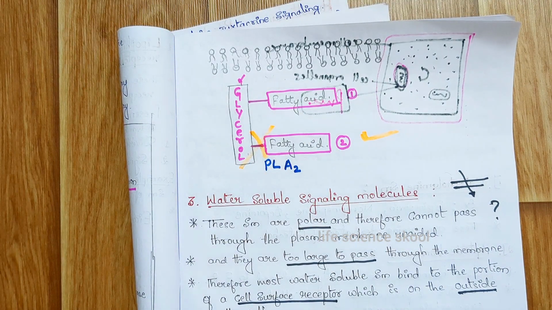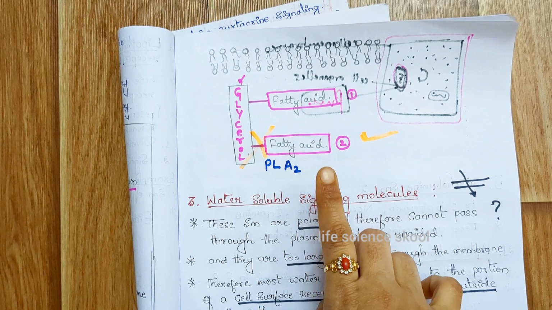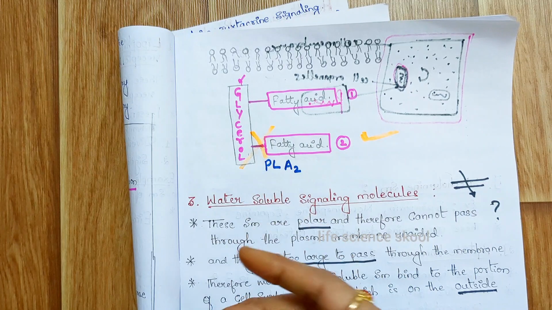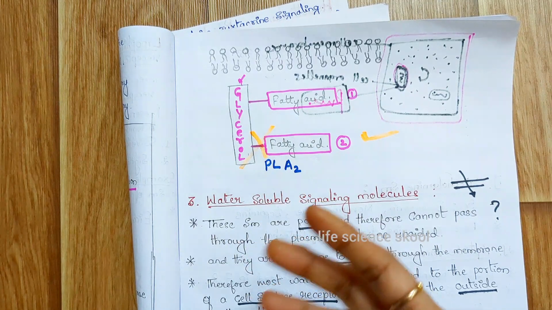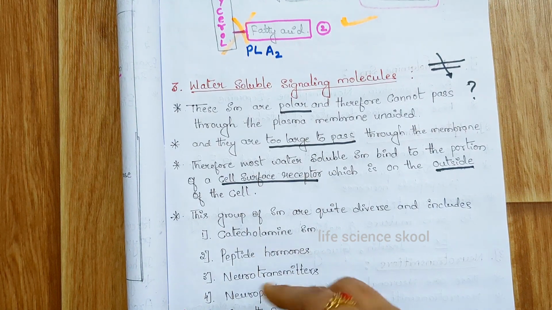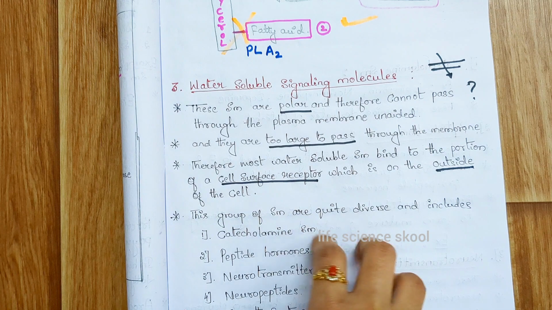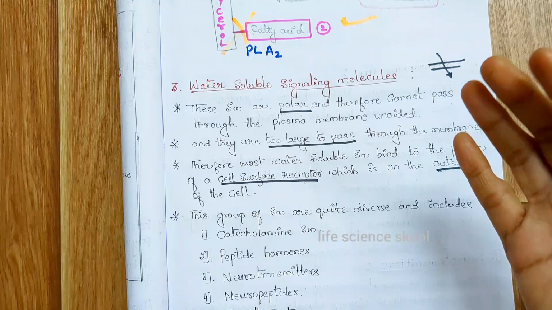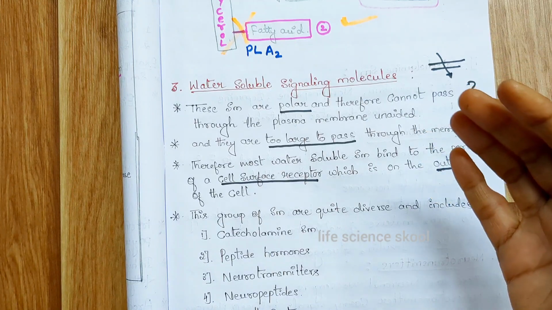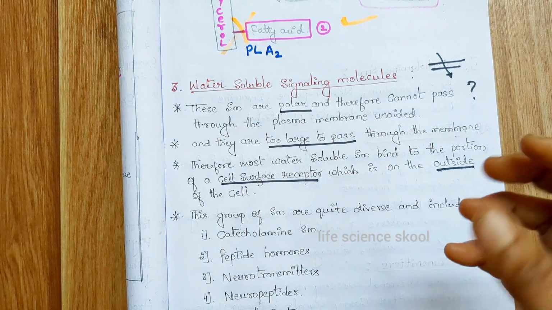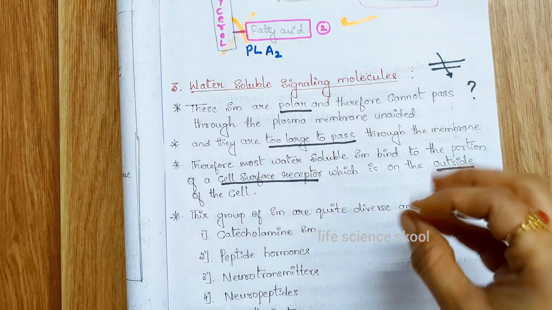But in the case of water soluble signaling molecules, these are polar molecules, for example peptide hormones, which bind to the receptors located on the cell membrane, because they cannot cross the lipid portion of the membrane very easily. Because they are polar, it is energetically unfavorable for them to interact with the fatty tails of the phospholipid layer.